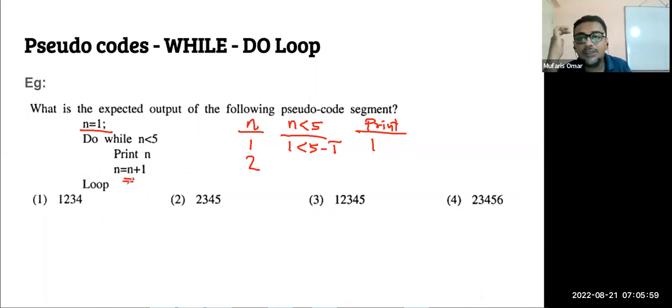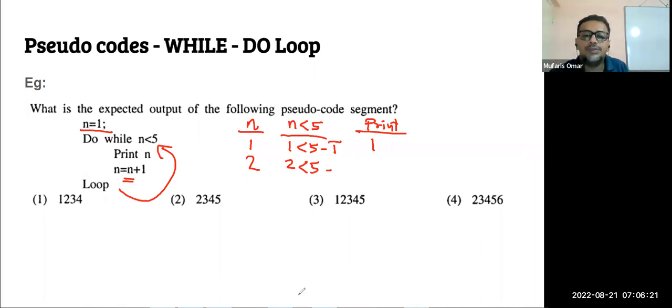Now what happens? It's not like the if statement, because this is a loop. So the program will go to the starting part. It will go again and check the condition. So how about the condition? n less than 5. My n is 2, less than 5. So now tell me whether it's true or false.